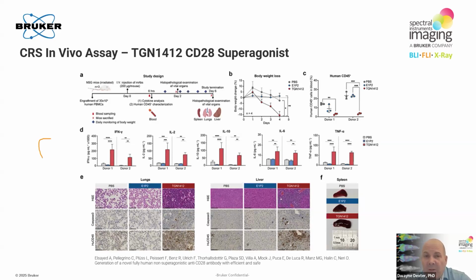Why this is important is because CD28 still continues to be an attractive target. So this type of model system can be used to make sure that the agonist or antagonist have had this cytokine storm activity engineered out.